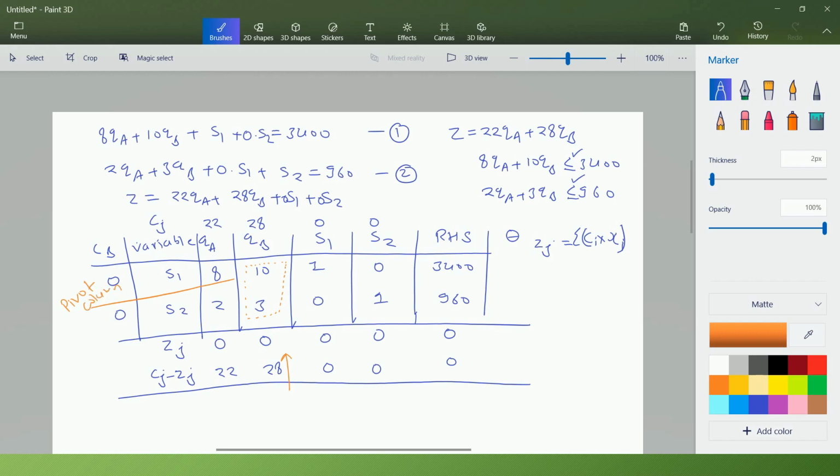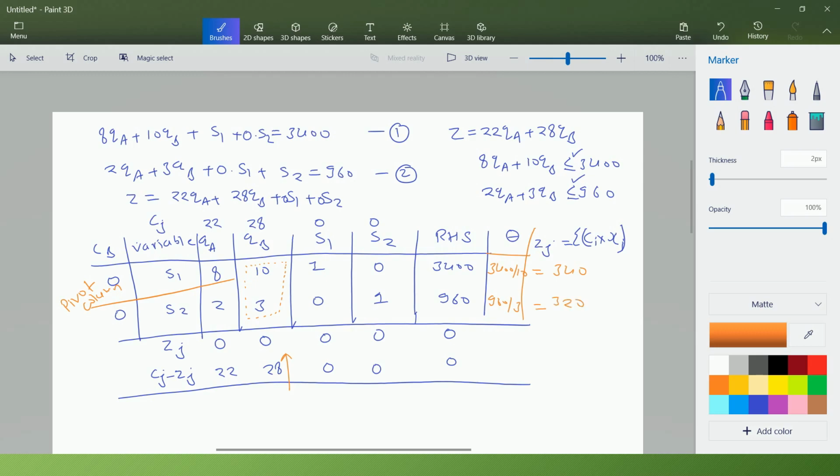Pivot column, okay. Now which variable will we replace, S1 or S2? For that, we can do this. I will divide the right-hand side by the corresponding element of the pivot column, that means 3400 by 10. So I will get 340 here. Now 960 divided by 3, I will get 320.